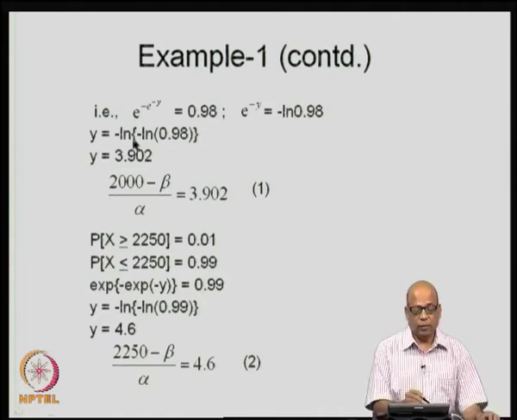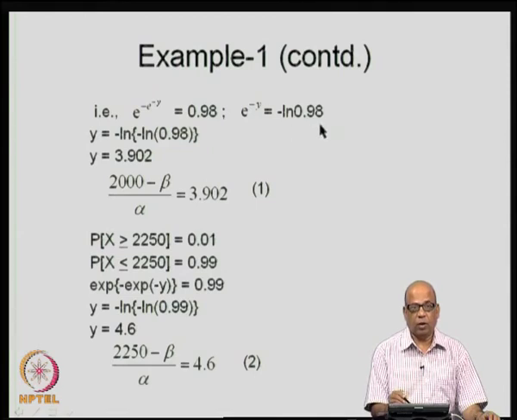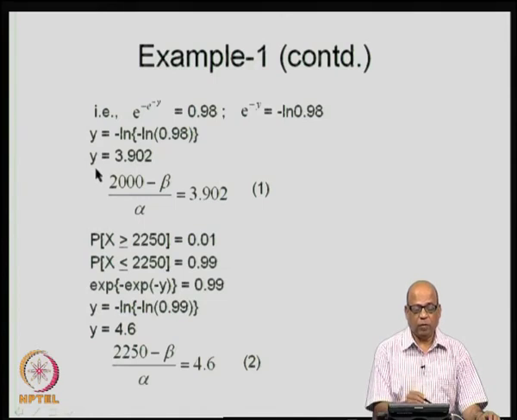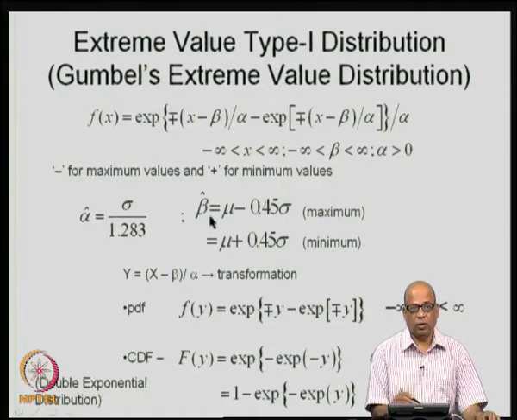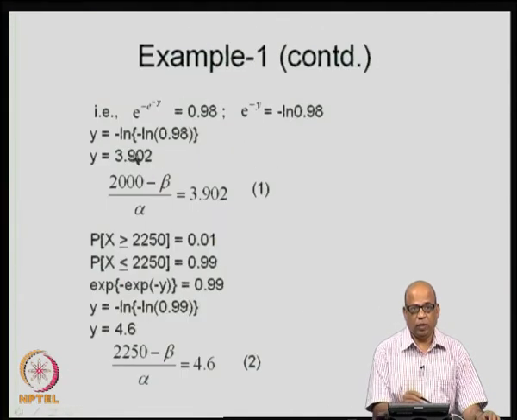So, we write e to the power minus e to the power minus y is equal to 0.98, and therefore, by taking logarithms, e to the power minus y turns out to be minus log 0.98, from which we write y is equal to minus log of minus log 0.98, from which you get y is equal to 3.902. What is y? You recall that y is a transformation: y is equal to x minus beta over alpha. So, this is 2000, which is the particular x value that we are talking about, minus beta, over alpha. That should be equal to y, which is 3.902. This is the first condition that we generate.